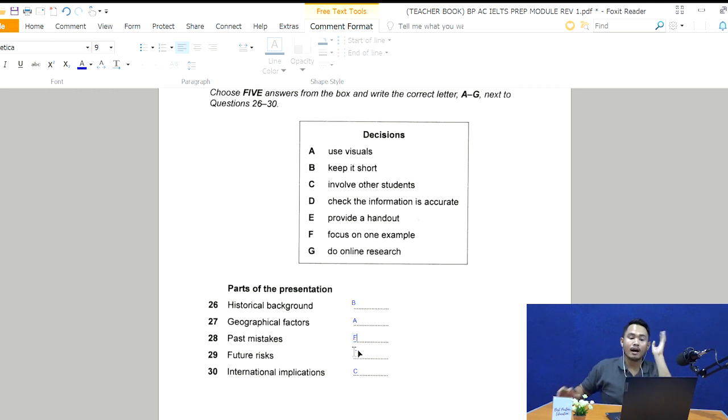Okay, so that means I made two mistakes already, particularly in past mistake and future risk, because I answered F for both past mistake and future risk. So you need to be really careful before you choose the answers. Okay. All right. Now let's see what's in store for number 29.